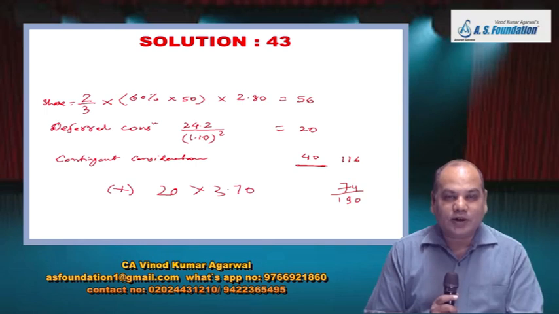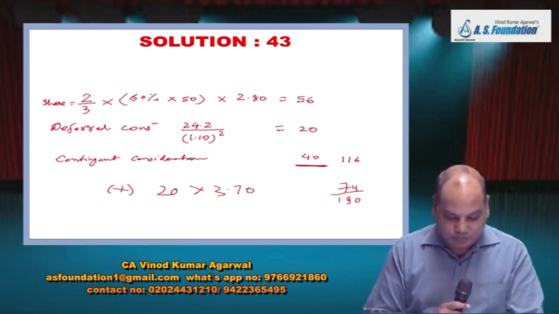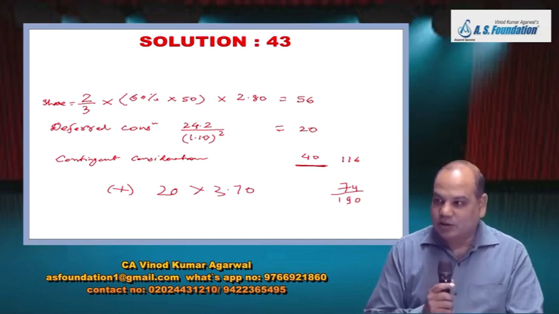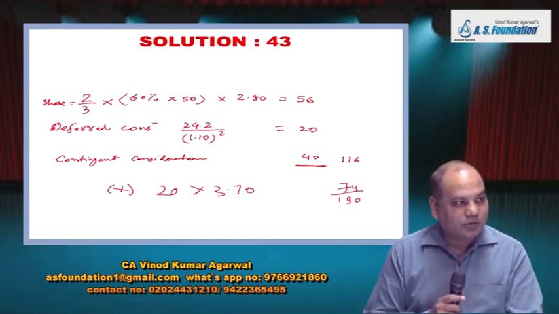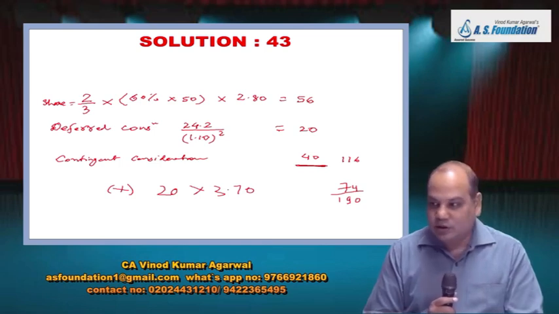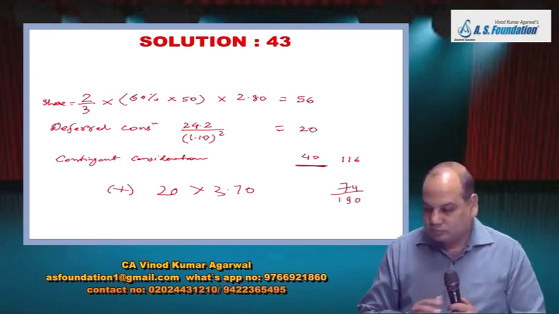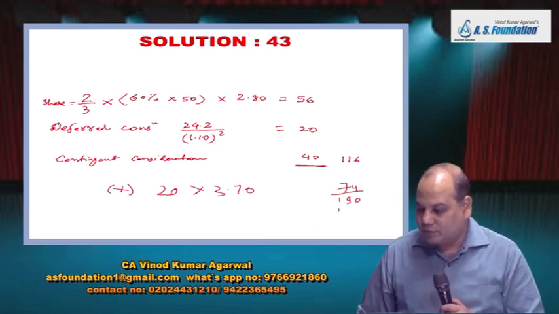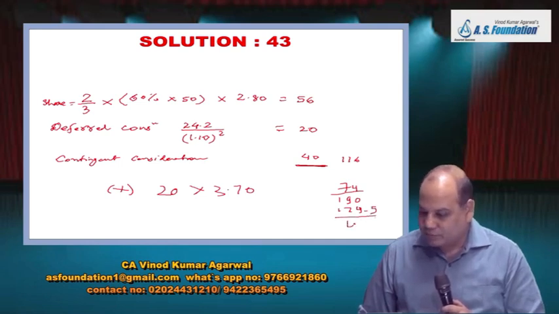Fair value of net asset of Gamma on 1st October 2015. Take 1,30,000 plus half of 33,000 plus 25,000 and plus 8,000. That gives 179,500. So 179.5 is the fair value of net asset. So there will be a goodwill of 10.5 here.